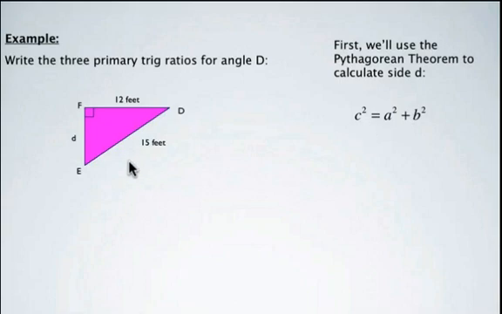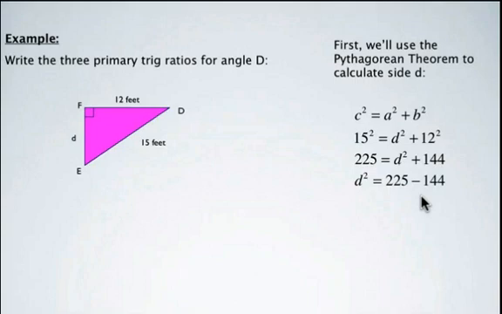So here, if you remember, the hypotenuse is opposite the right angle, so our hypotenuse is 15 feet, and D and the 12-foot side are our legs. So we can sub in for C equals 15 and B is equal to 12, and we're going to say that side A is our D. So we're going to simplify, square everything. 15 squared is 225, 12 squared is 144, subtract 144 from both sides, and that gives d squared equals 81. We take the square root of both sides, and the square root of 81 is 9.